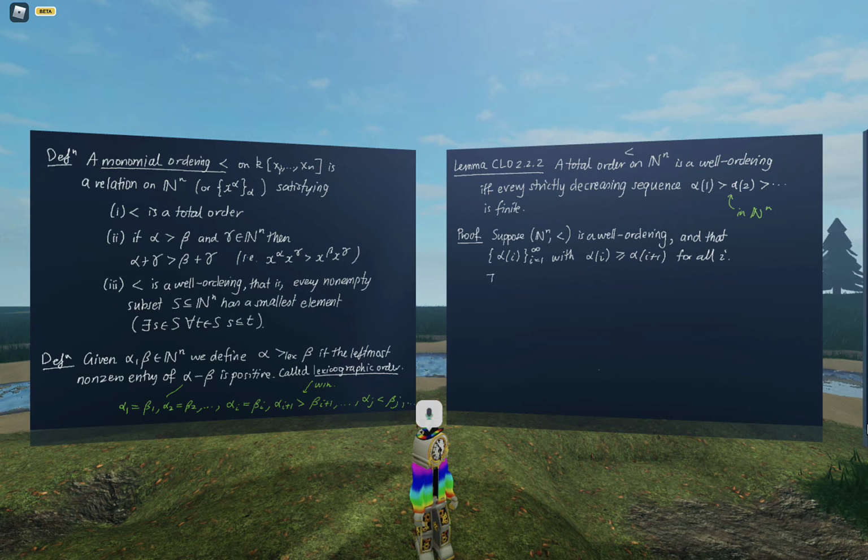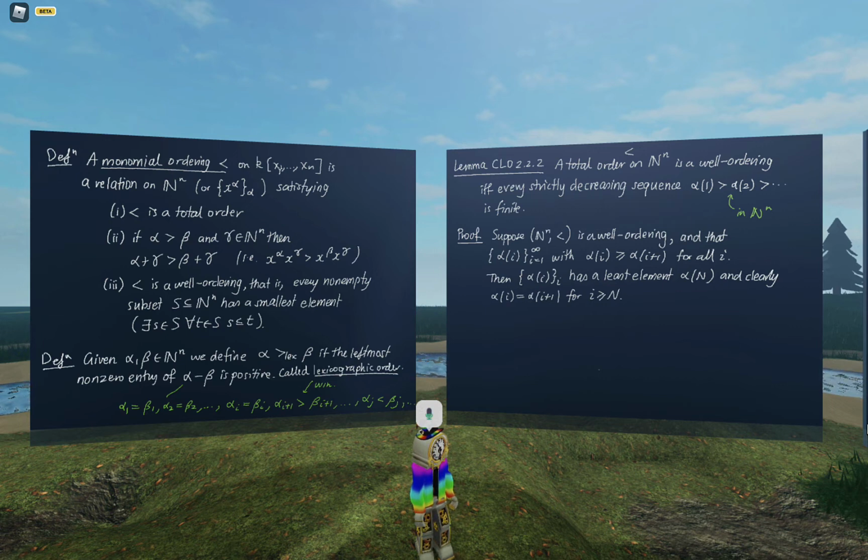Well, then as a set, that's a subset of N^n. It's not empty. Therefore, by the well-ordering condition, it has a least element, and that element is alpha_n for some n. Clearly then, since alpha_n is less than or equal to all the other alpha_i, and we have the other relation by transitivity, we must have alpha_i equal to alpha_{i+1} for all i greater than or equal to n.